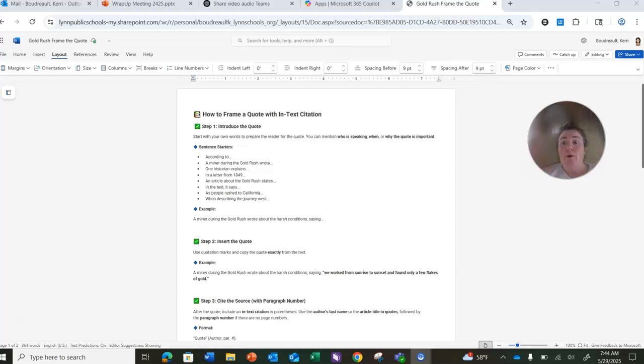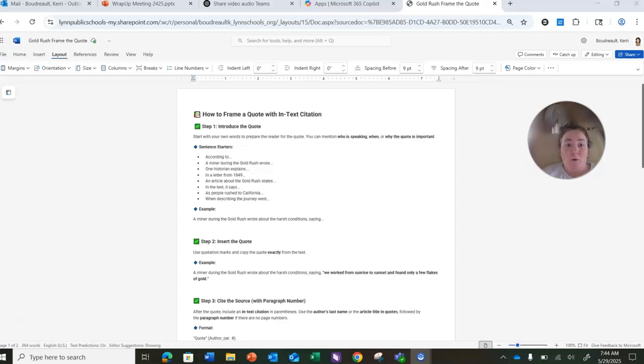So you have the evidence you're going to use to prove your topic sentence, which proves your claim, right? You have that ready to go. So the first thing you do is you introduce your quote, right? You start with your own words to prepare us. You tell us who is speaking, when, why it's important, things like "according to," being specific to this assignment.